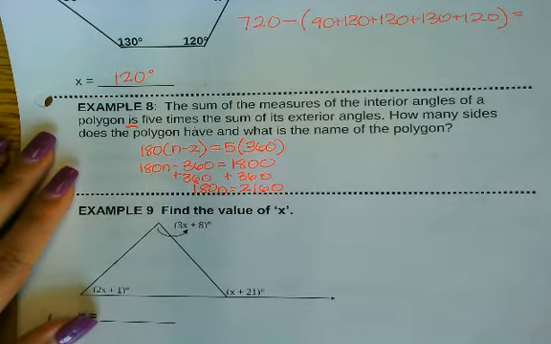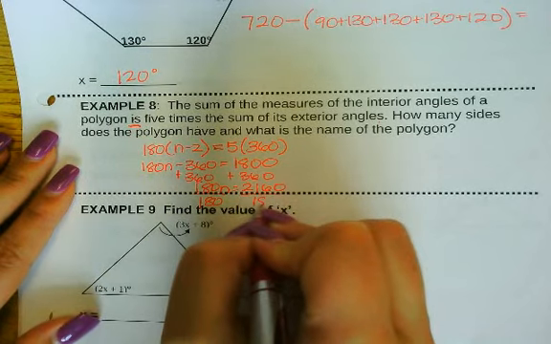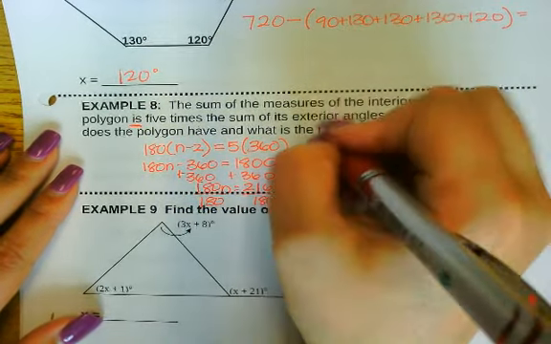Divide by 180, and how many sides do you get? 12. Which is called a dodecagon.